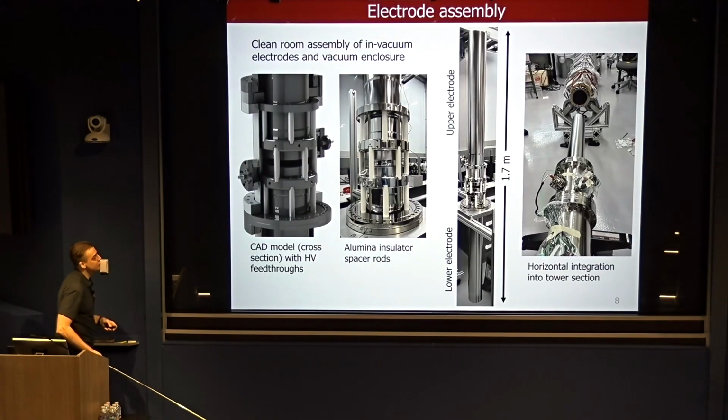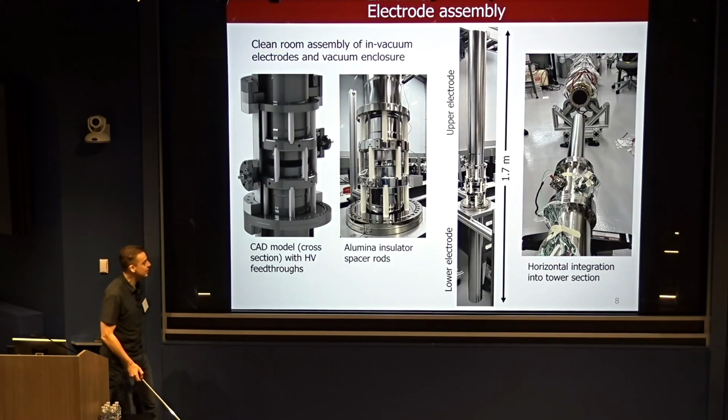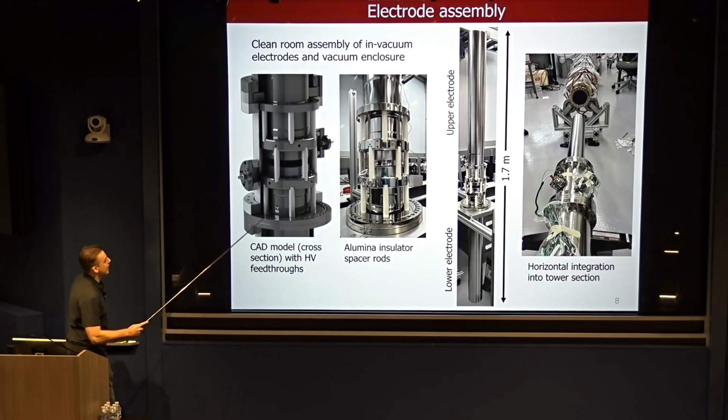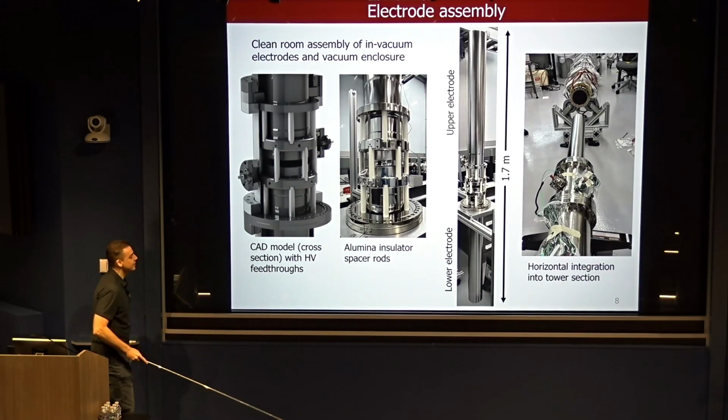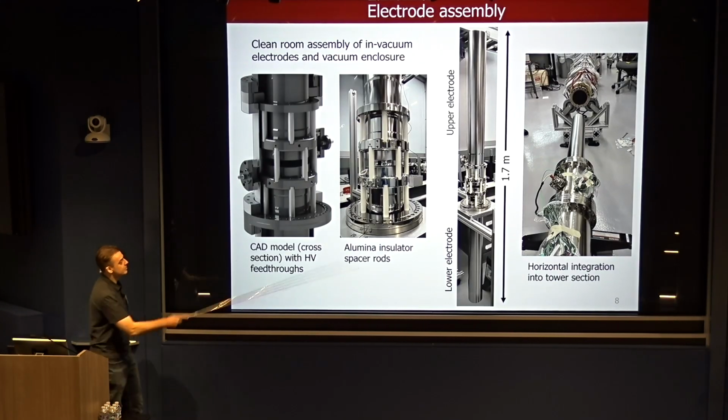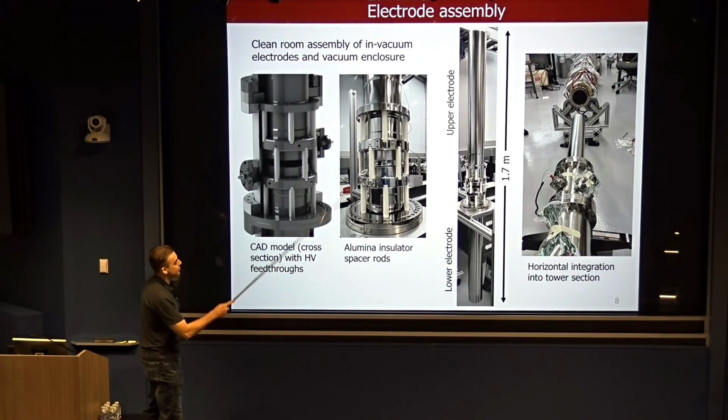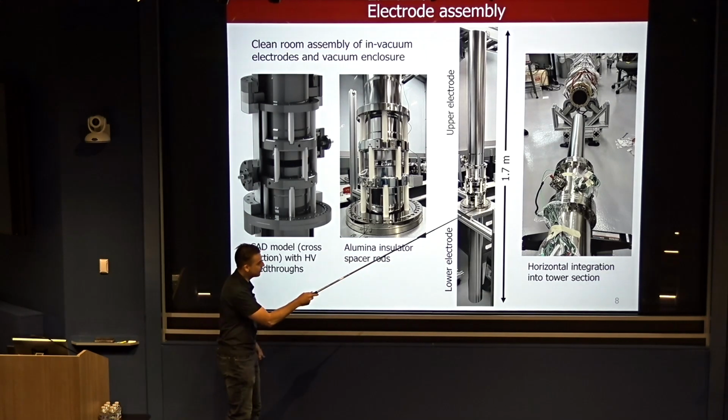Okay, so we've built this. We've been working on this for the last couple of years, and so this is our CAD model once again. We've got a real picture here, pretty close to the rendering, and we've got some alumina insulator spacer rods here. It's about 1.7 meters end to end. We built this in our clean room, and then we integrated it inside the vacuum system. So you can see here, this is right before we installed it.